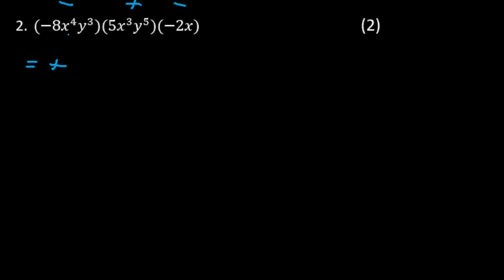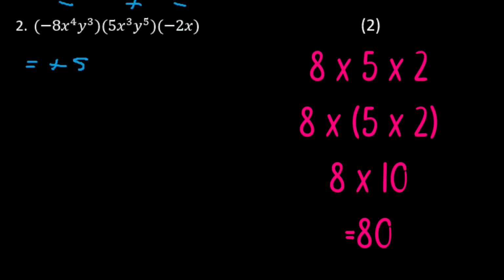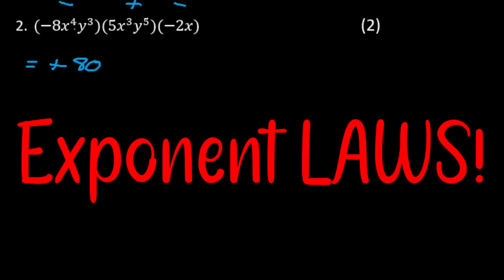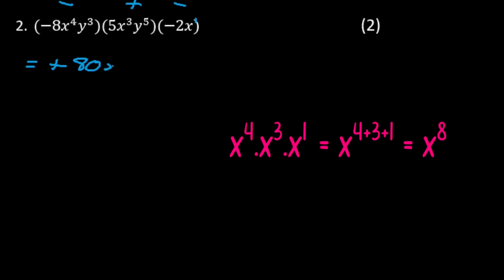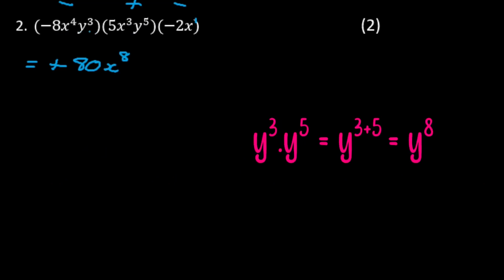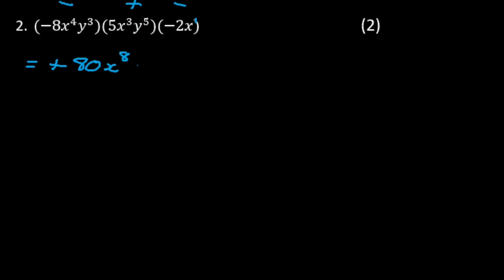Next we move on to the coefficients. That's 8 times 5 times 2. So 5 times 2 is 10. 10 times 8, 80. X to the power of 4, x to the power of 3, and x to the power of 1. And we'll deal with the y's next, but let's just focus on the x's. 4 plus 3 plus 1. Next, we can move on to the y's. Y to the power of 3, y to the power of 5. Nothing here.